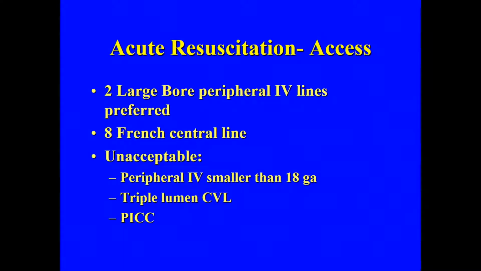It must be remembered that acute resuscitation requires reliable intravenous access. This generally is recommended as 2 large bore peripheral intravenous catheters, or perhaps an 8 French central venous catheter. Peripheral intravenous catheters smaller than 18 gauge, triple lumen central venous line, and PICC catheters are not acceptable for resuscitation from hemorrhagic shock.